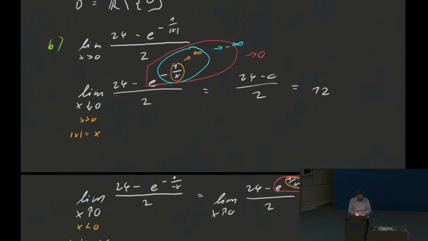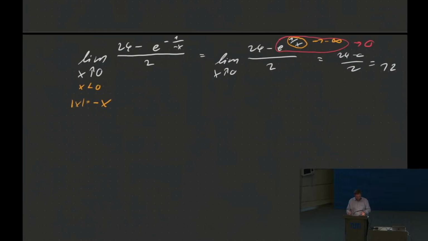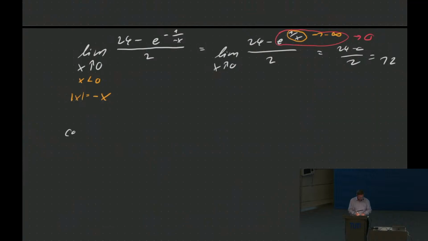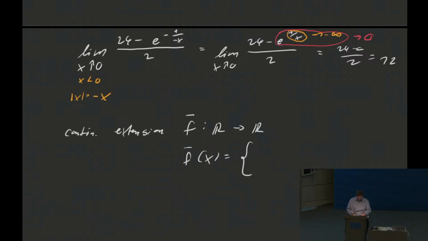All right, so that limit is 12, and that means our continuous extension, let's call that f bar, is defined on R by saying, well, it's f if x is not 0, of course, and it's 12 if x is 0. So we just extend it by filling in that gap.